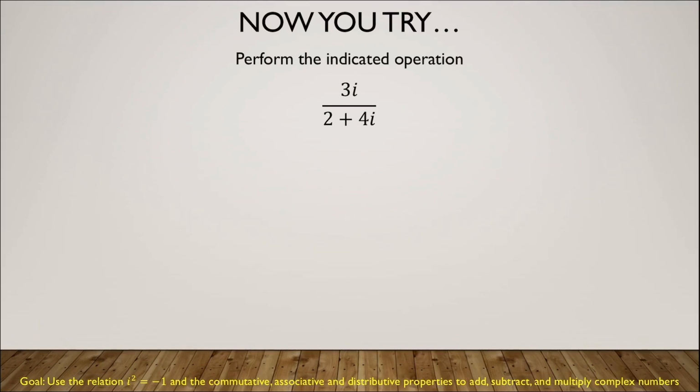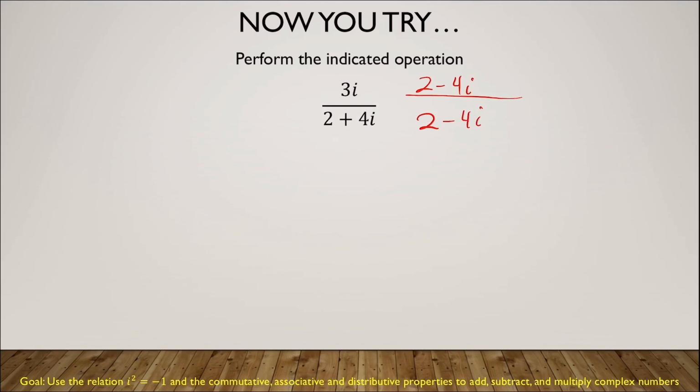Now I would like you to try to perform this one. If you need, pause the video real quick and try it out. Okay, so we have to multiply by the conjugate here. So what's my conjugate? That's going to be 2 minus 4i. Okay, so we're going to multiply that by top and bottom.